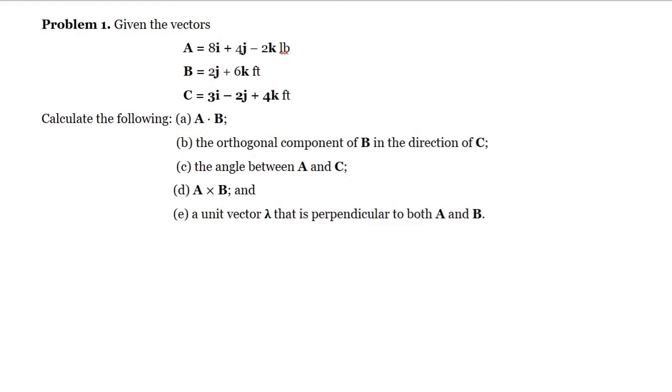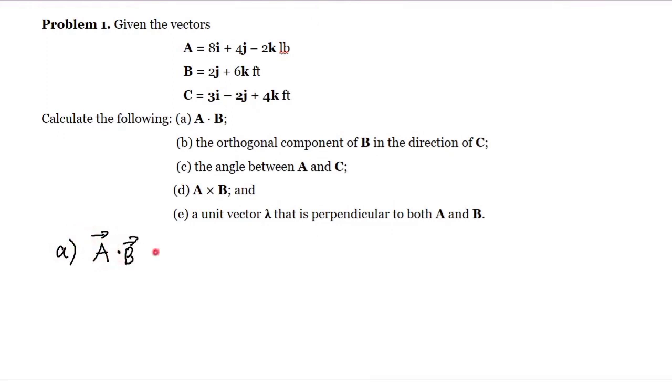Calculate the following. For A, we are asked to find the dot product of A and B. For B, the orthogonal component of B in the direction of C. For C, the angle between A and C. For D, the cross product between A and B. And E, the unit vector lambda that is perpendicular to both A and B. So let's start with A. We are asked to compute the dot product of the vector A and the vector B.